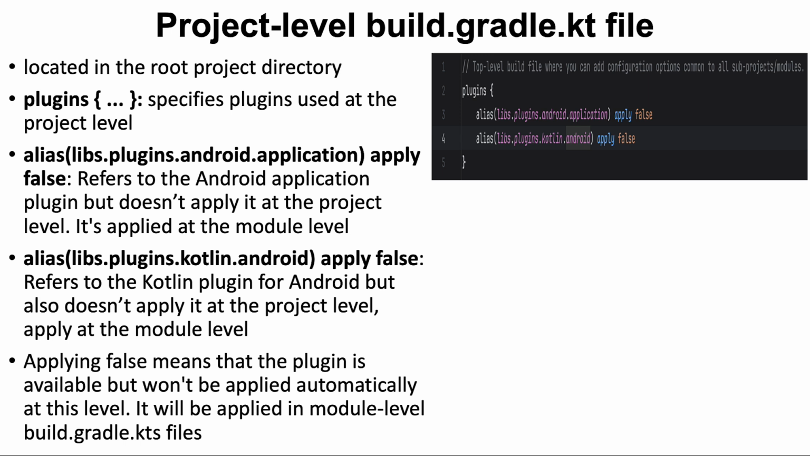And then the alias libs.plugins.kotlin.android applies false. It refers to the Kotlin plugin for Android, but also doesn't apply it at the project level, only at the module level.